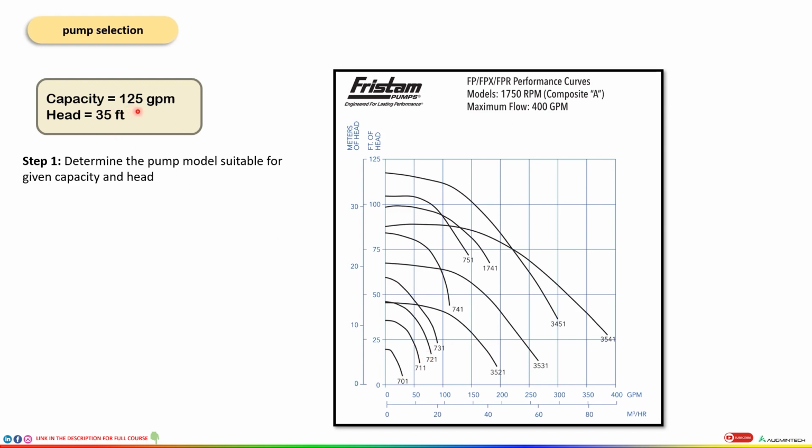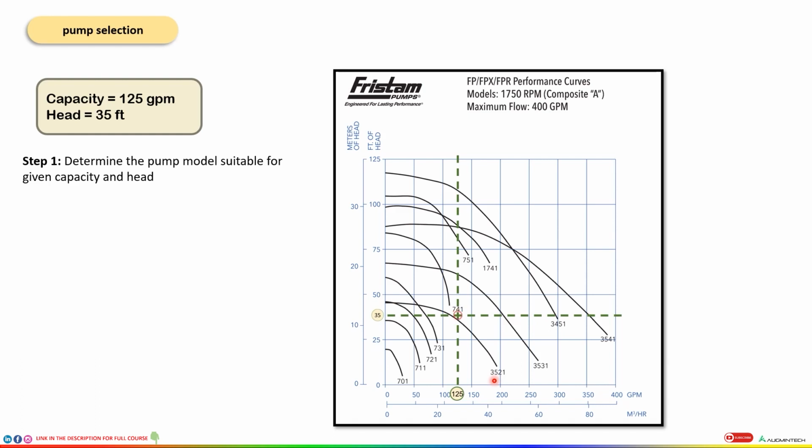The capacity that the pump has to overcome in our case is 125 and the head is 35. So we'll plot these two values in this graph. 125 is going to be somewhere over here between 100 and 150, and 35 is going to be somewhere over here. So we'll draw lines from there. These two intersect over here. Now you see this intersection point is just beyond this 3521 curve. So in this case, we cannot select the model 3521 because it is not intersecting on or below this curve.